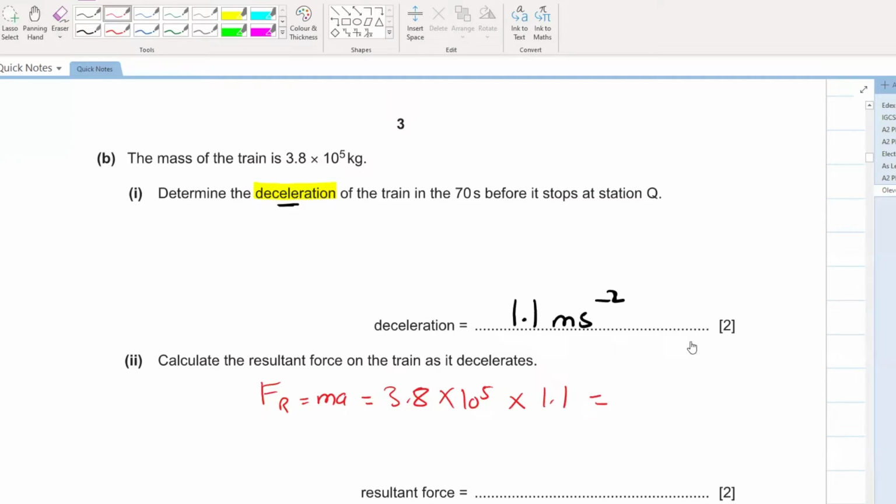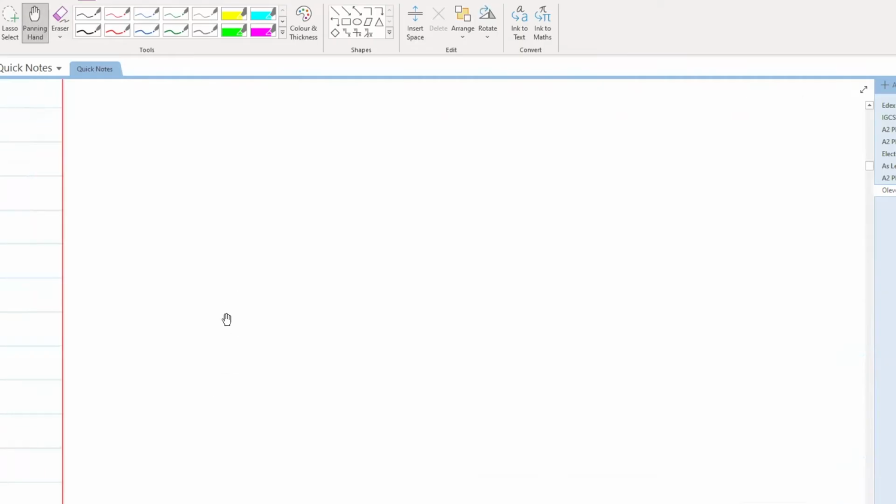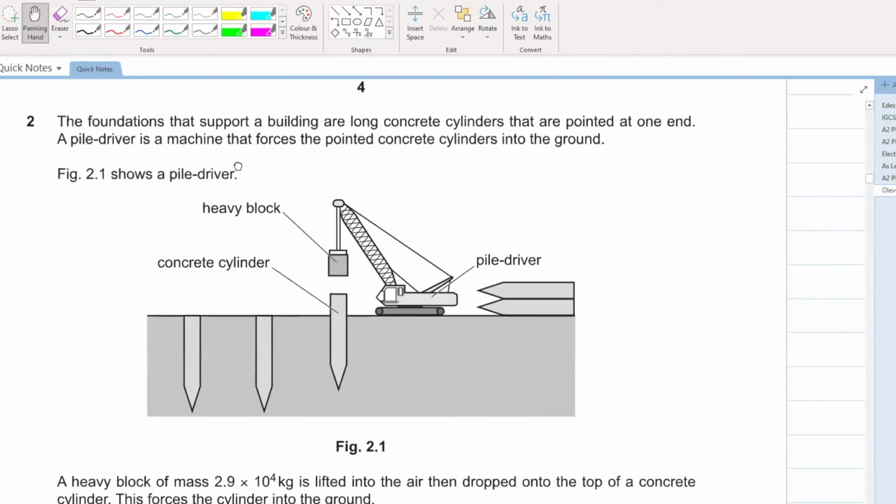Yeah, this comes out to be what? 4.2 into 10 raised to the power of 5 newtons. Let's further move ahead.